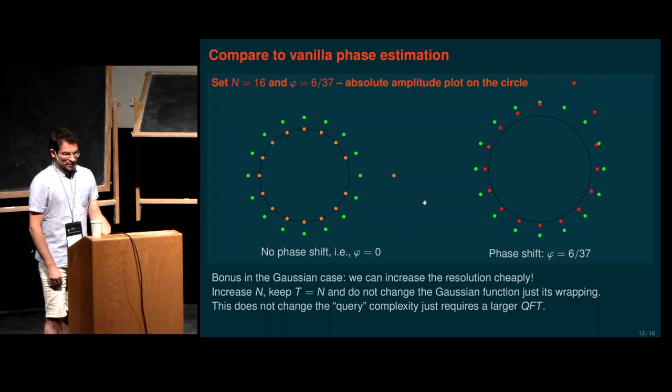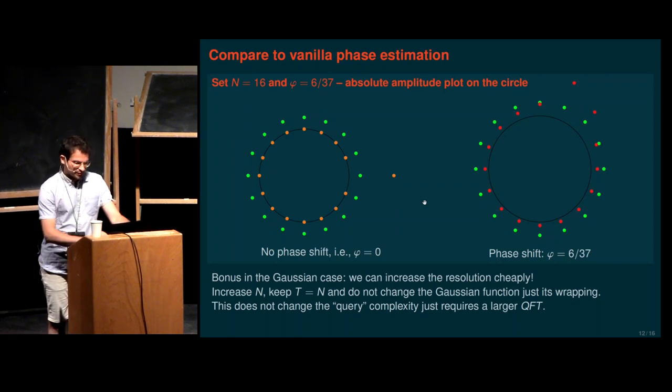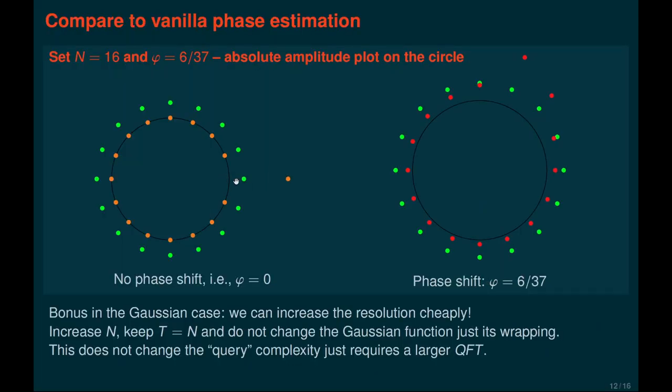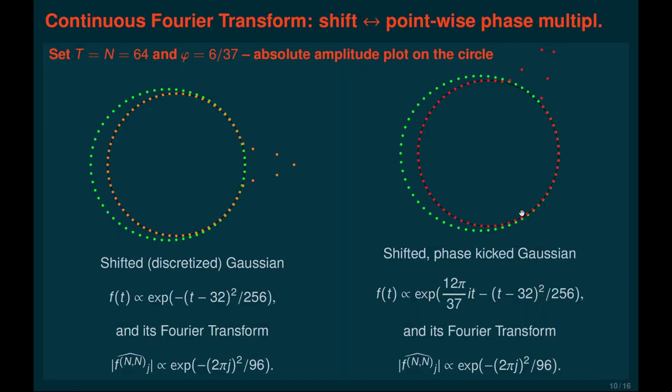So this is what happens in vanilla phase estimation. It is really annoying that we get these faraway points, and as you shift your phase, you move from being perfectly aligned and getting a deterministic outcome to this mess where everything is happening with non-negligible probability. And this is what you want to avoid, because you don't want to get faraway estimates. Okay, and now this is what happens if you are using Gaussians instead.